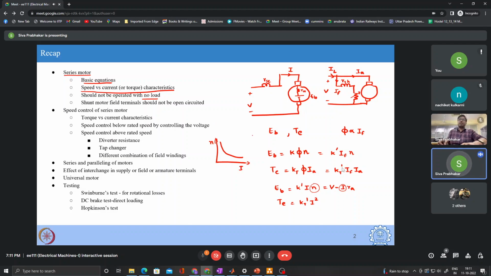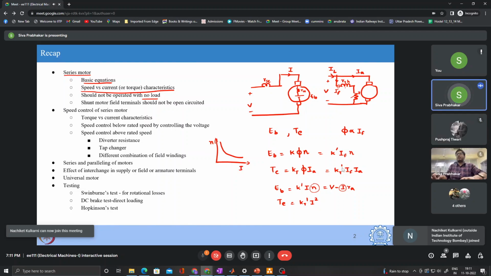Similarly, there was some discussion regarding the fact that the shunt terminal of a shunt machine should not be open circuited. You should always ensure that the connections are proper. Otherwise, the field current will be zero, so the flux will not be generated, and the speed can again go dangerously high.